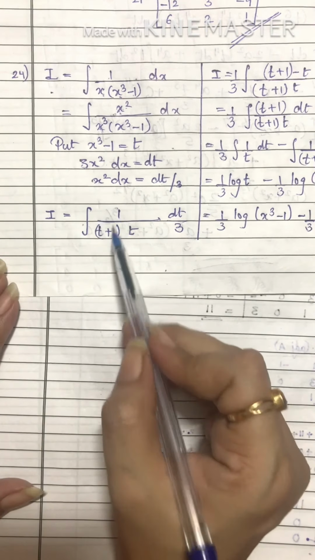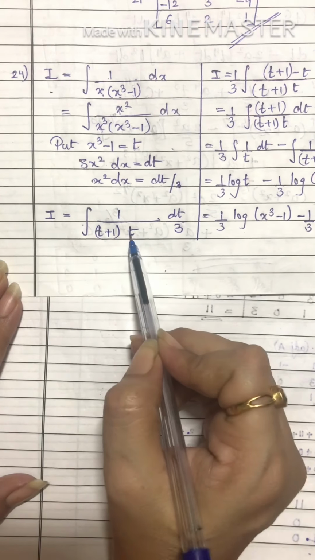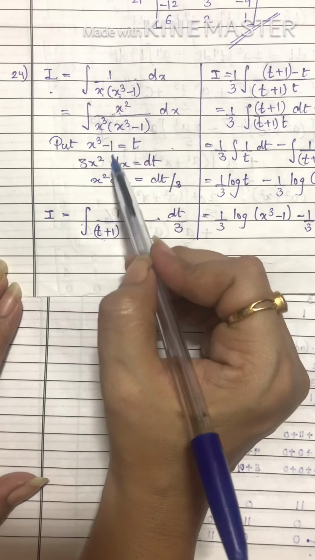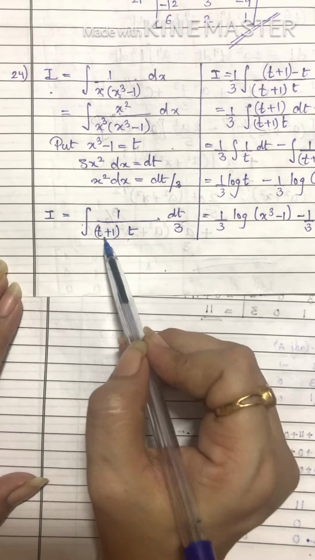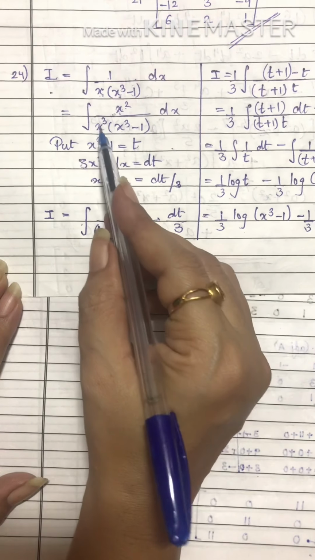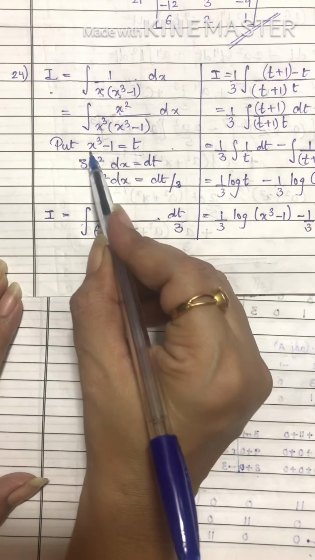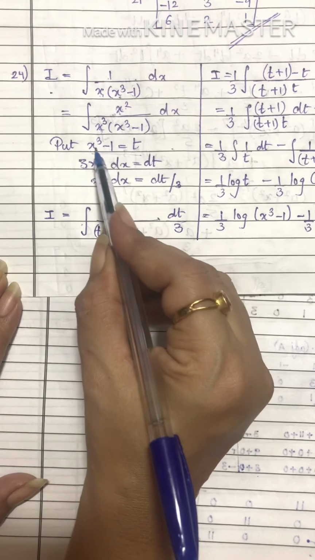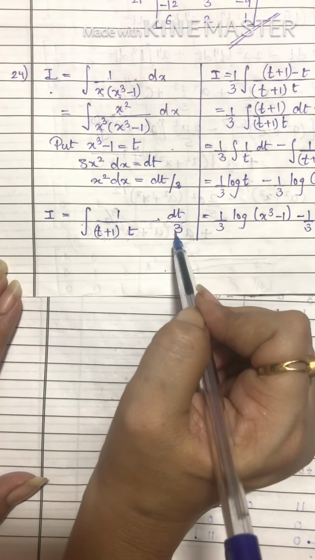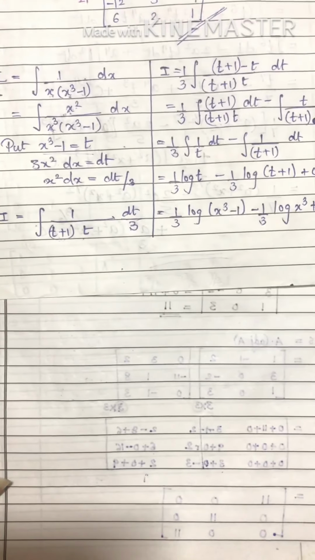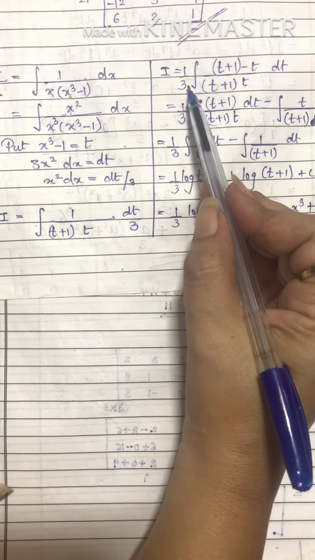We'll substitute. I is equal to integration 1 upon t. Now this t is for x cube minus 1. Okay, and x cube is equal to t plus 1. How did I get this? In place of x cube, from this step, x cube minus 1 is equal to t, so x cube will be t plus 1 that I have taken. Okay, dt by 3. Now next, I is equal to 1 upon 3.